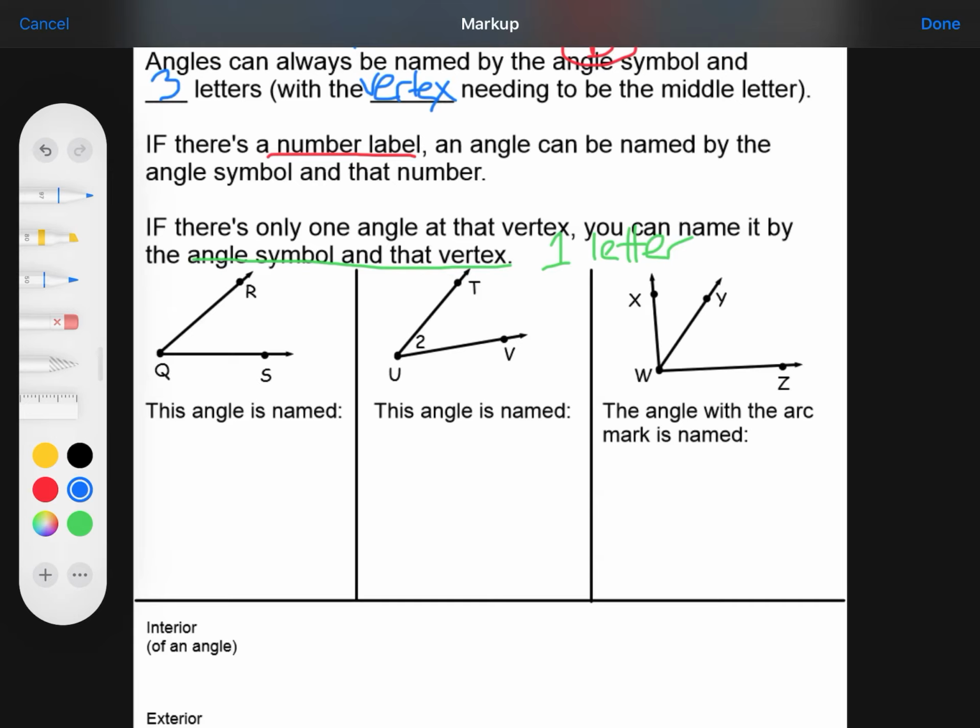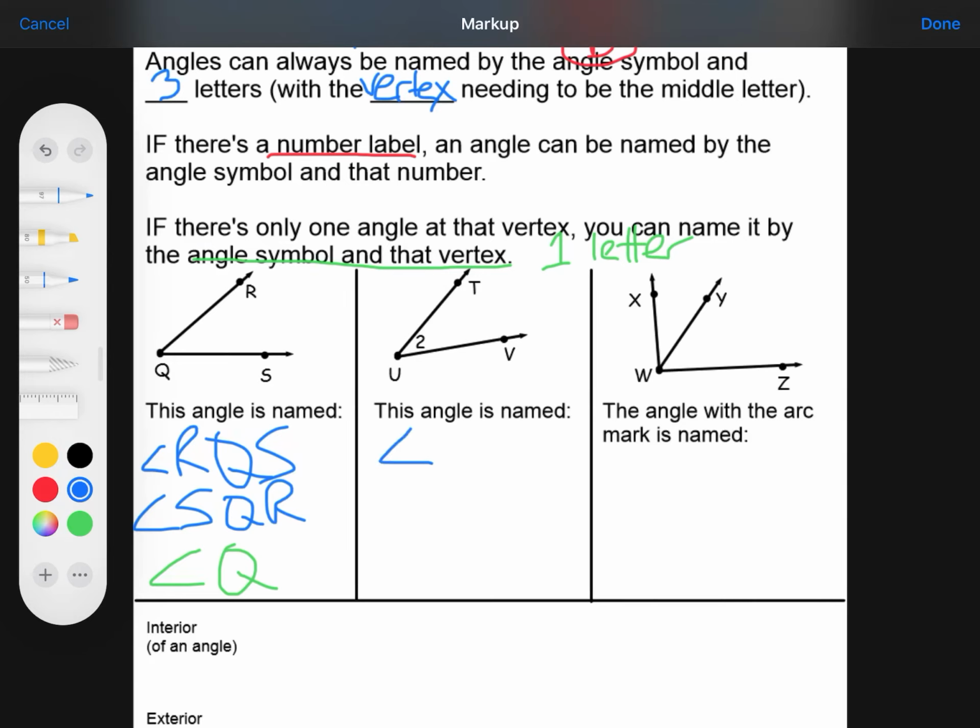So I look at this first picture on the left, I look at the letters QRS. Which of those is the vertex? Which is the common point that two rays share? And it's at Q, so I have to put that letter in the middle. I can go RQS, and that's okay. I can go SQR, and that's also okay. But Q has to be in the middle. There's no number label, so I'm not going to write anything in red, but there's only one angle at Q, so I can also call it angle Q, and that's an equally good way to name things. You just can't always do that, as we'll see in a moment.